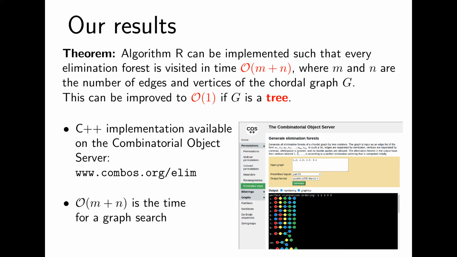And another remark, so this graph search is needed to determine which subtrees change their parent in this tree rotation operation. In the tree rotation operations, I mentioned that some subtrees change their parent, and precisely this can be figured out by doing one graph search. So this is what gives this bottleneck, this m plus n.